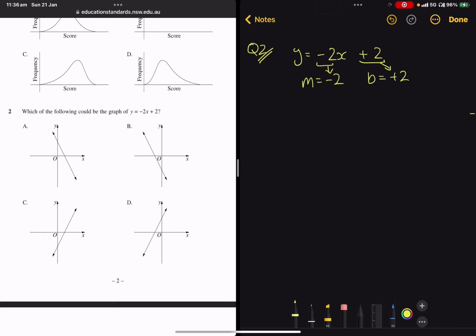If you look at these graphs, C and D are not possible because they slope up to the right. B and A are possible because they slope down to the right. B is not possible because it cuts the y-axis at a negative value. So therefore the answer to this question must be A.